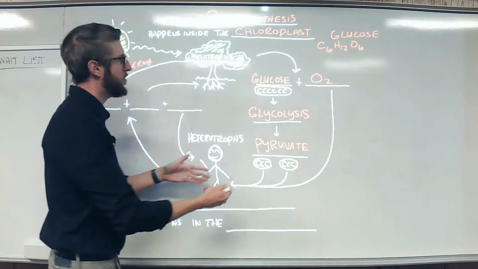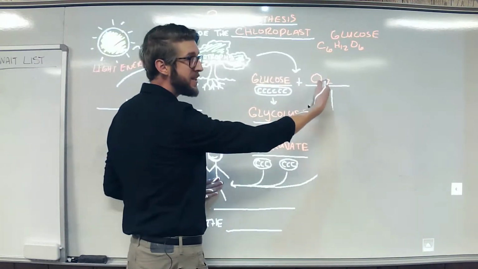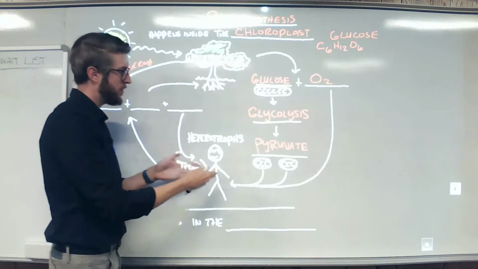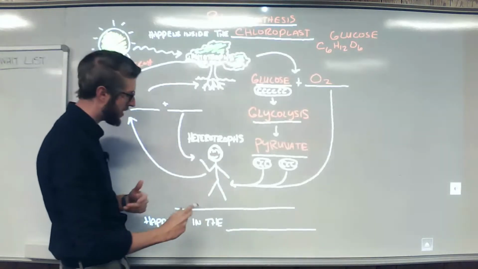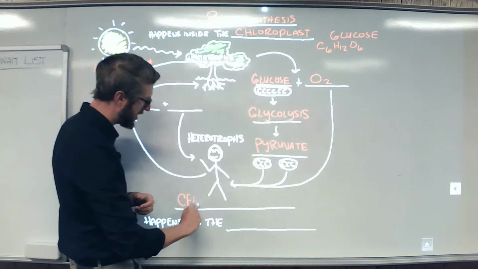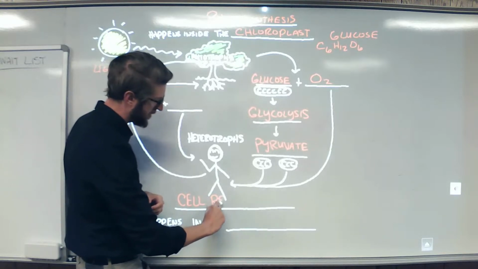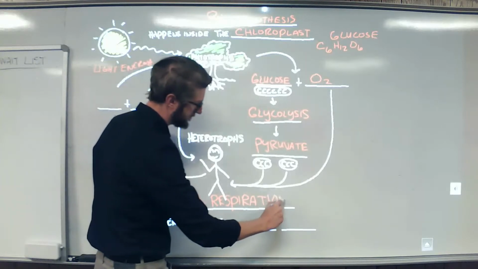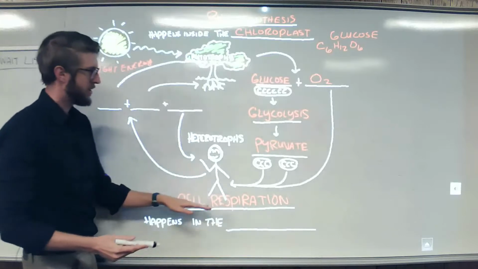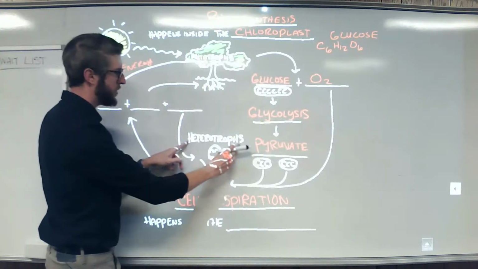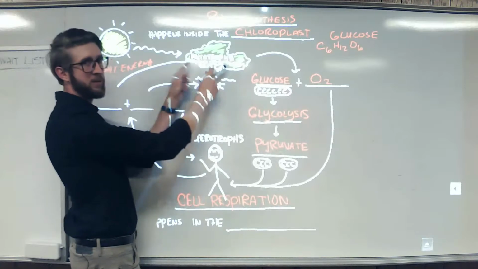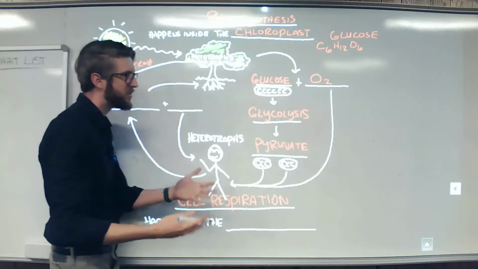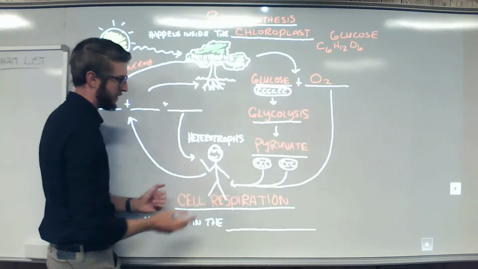All right, so you eat the glucose and you also breathe in the oxygen that came from the autotrophs. And what you do is, you and all the other heterotrophs do a process called cellular or cell respiration. Cell respiration is what heterotrophs do because we can't make our own food like autotrophs can. Autotrophs make their own food from photosynthesis. We have to break down that food through cell respiration, okay?